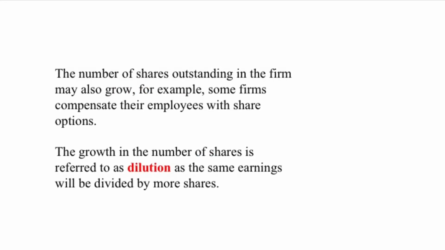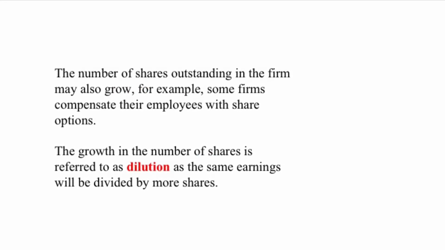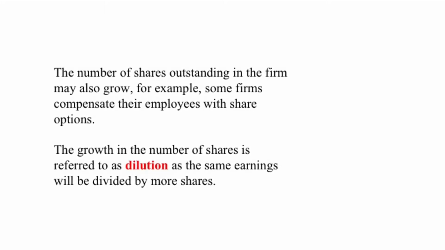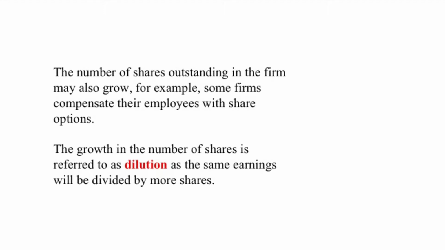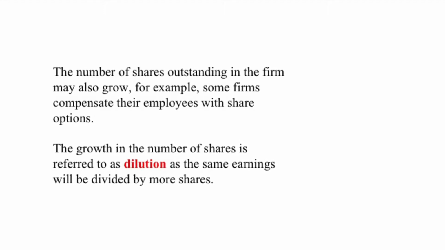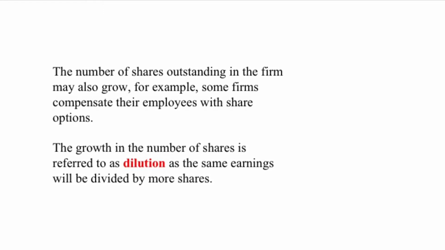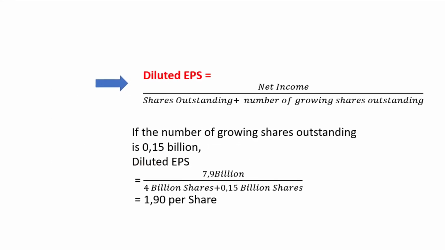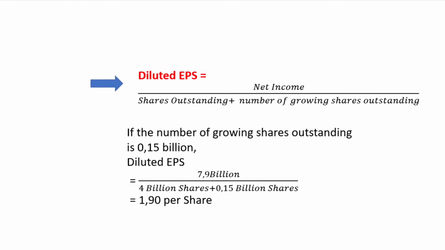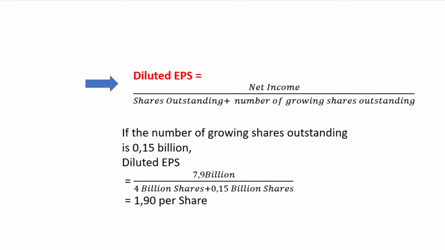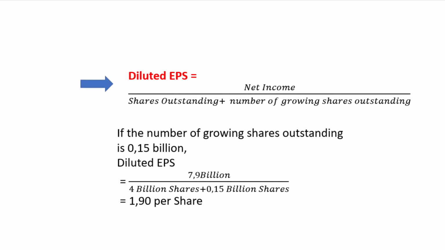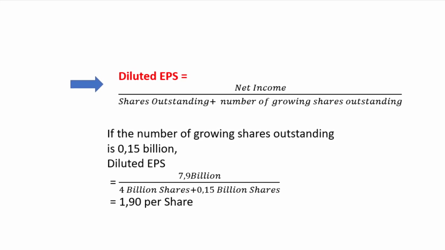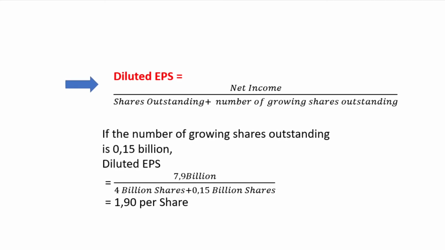The number of shares outstanding in the firm may grow. For example, some firms compensate their employees with share options. The growth in the number of shares is referred to as dilution, as the same earnings will be divided by more shares. Diluted EPS equals net income divided by the sum of shares outstanding and number of growing shares outstanding. If the number of growing shares outstanding is 0.15 billion, diluted EPS equals $1.90 per share.